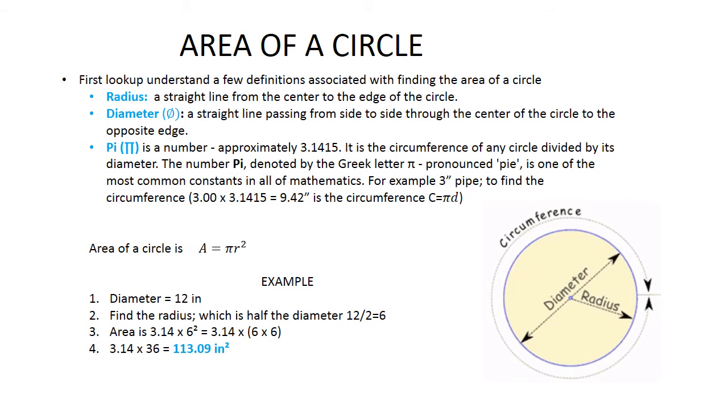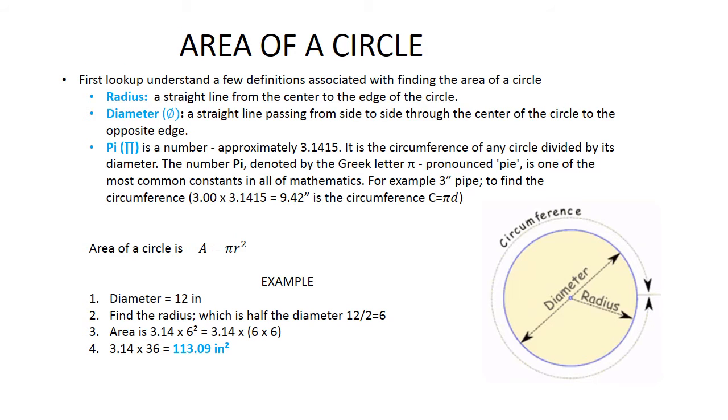Okay, let's discuss calculating the area of a circle. First, we have to understand some definitions. The radius is a straight line from the center to the edge of the circle. The diameter is a straight line passing from one side through the center to the other side of the circle. Pi is the number that equals approximately 3.14. It is the circumference of any circle divided by its diameter.